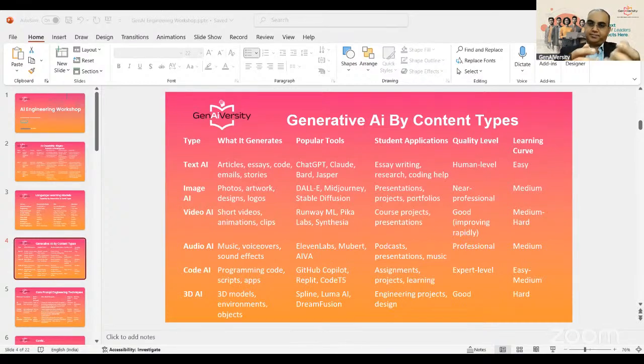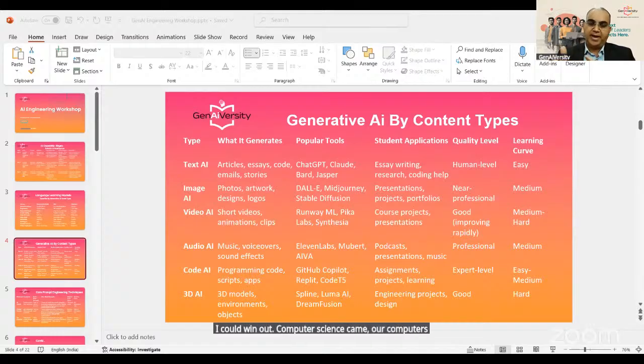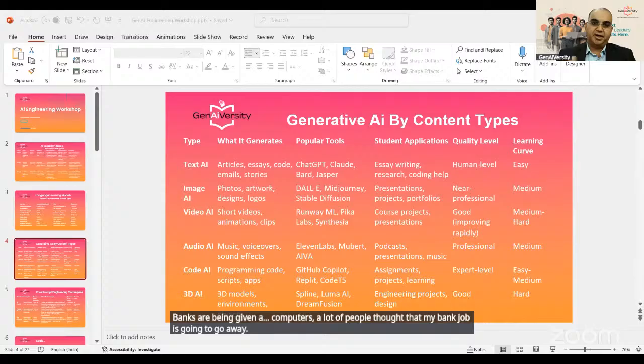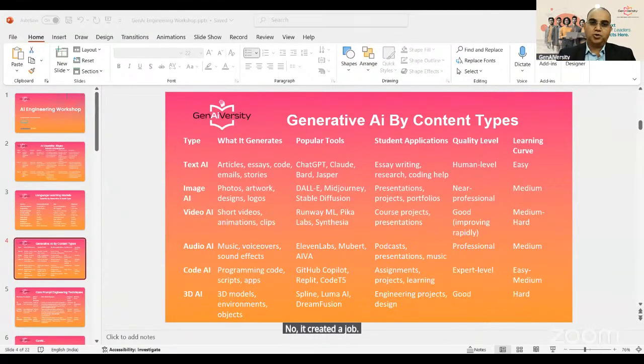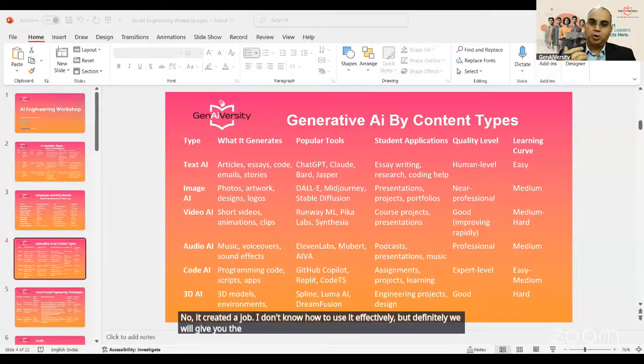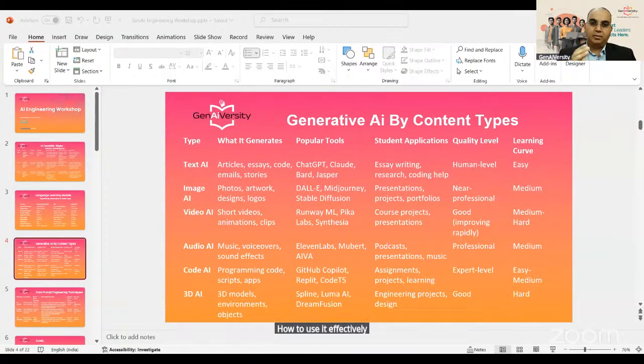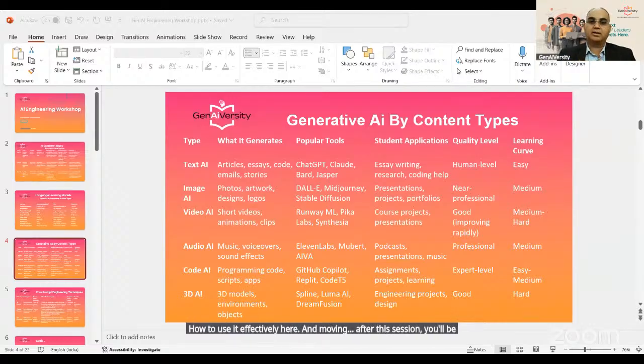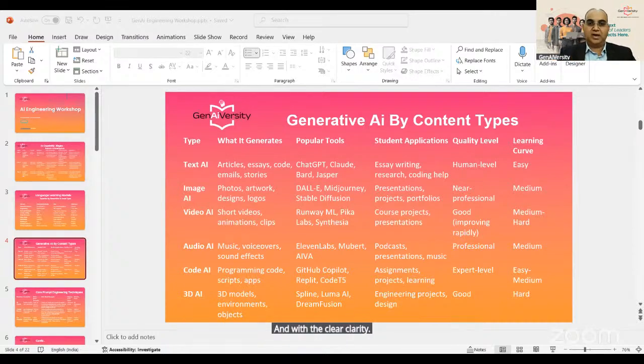Like when computers came and banks were given computers, a lot of people thought that their bank job was going to go away. No, it created jobs. Many may not know how to use it effectively, but we will definitely give you the foundation to use it effectively here, and after the session you will be running ahead with clear clarity and doing well.